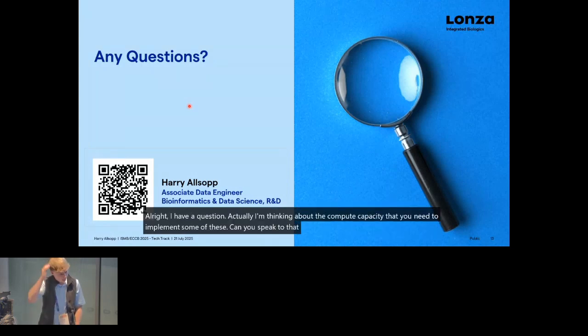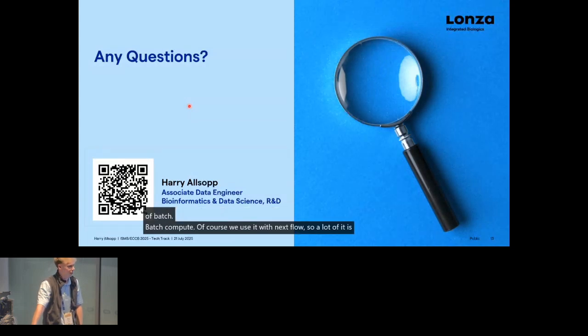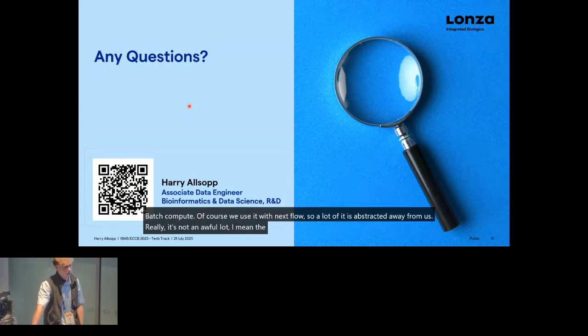Yeah. So again, we use batch compute. Of course, we use it with Nextflow, so a lot of it is abstracted away from us, really. It's not an awful lot. I mean, the most expensive would be the inference. But yeah, I think that's pretty much it.